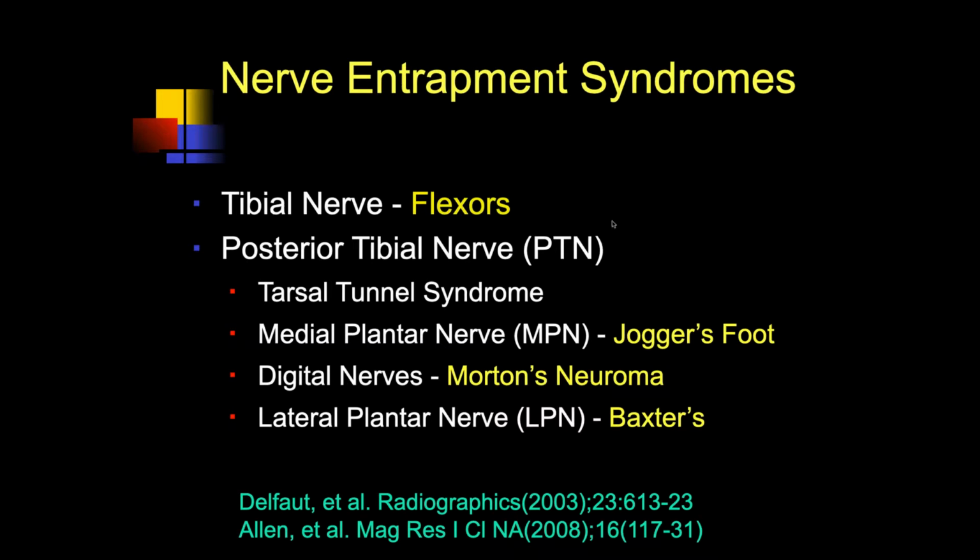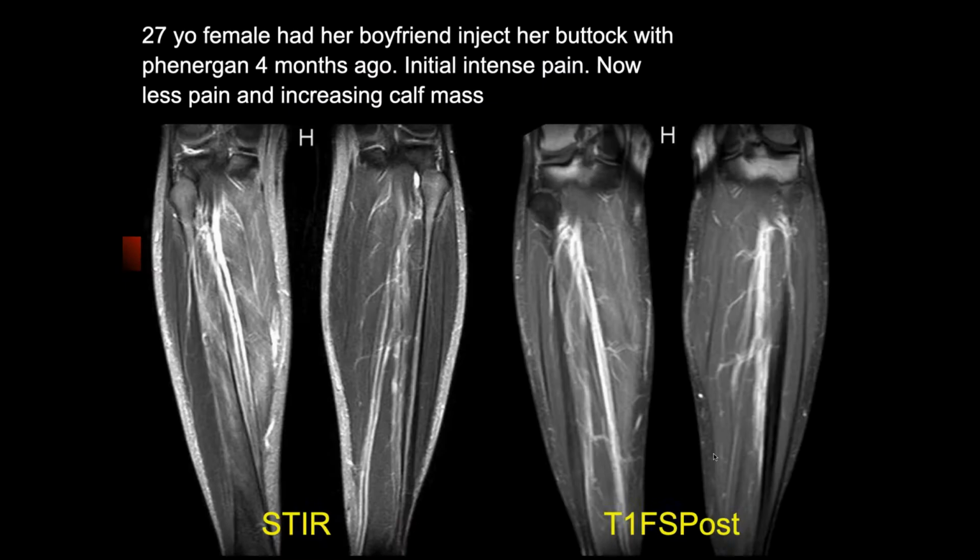So if we look at the nerve and entrapment syndromes, again, the tibial nerve tends to get the flexors, so you have problems in plantar flexion. The posterior tibial nerve, the syndrome associated with this is called tarsal tunnel syndrome. Medial plantar nerve, it's Jogger's foot. The digital nerves distally are Morton's neuromas, and the lateral plantar nerve is Baxter's neuropathy. So let's go through some of these now, looking at the tibial nerve distribution.